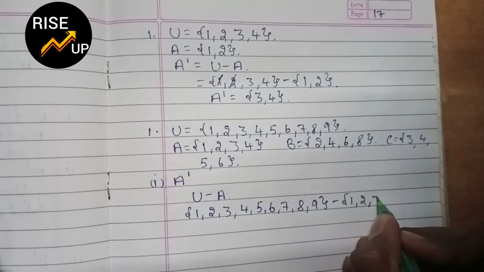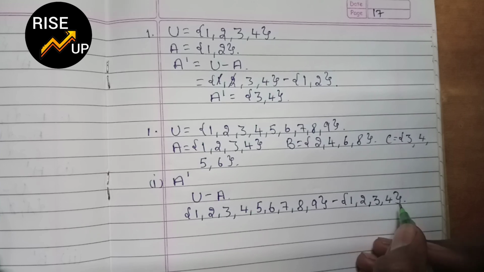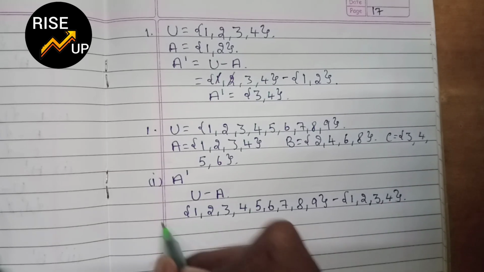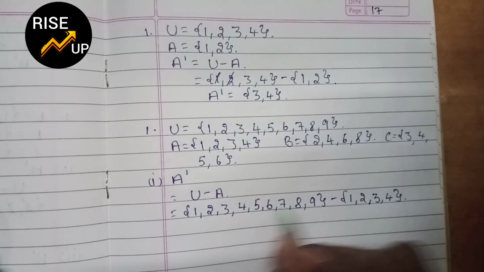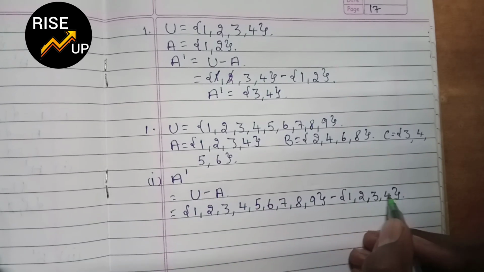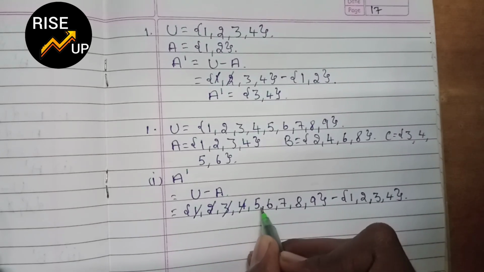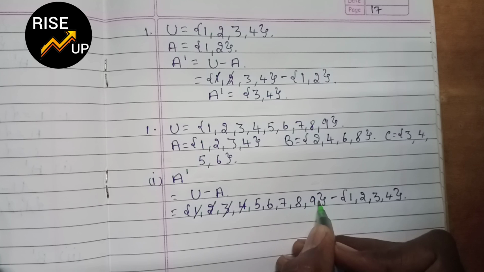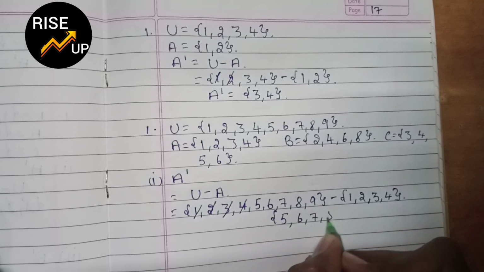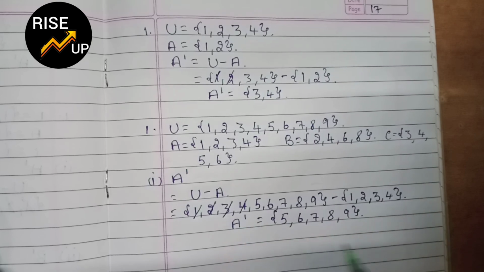Everyone in your class knows how to solve, but only a few will score in the examination. How? They will avoid these kinds of silly mistakes. So don't make these silly mistakes. If you write down the elements, it will be easy for you to cancel out. 1, 2, 3, 4, cancel these out. What are the elements remaining? 5, 6, 7, 8, 9. Write it as it is. This is your answer for the complement of set A.